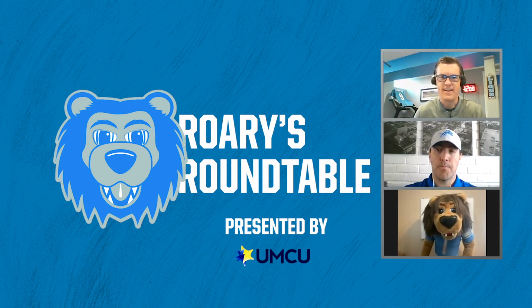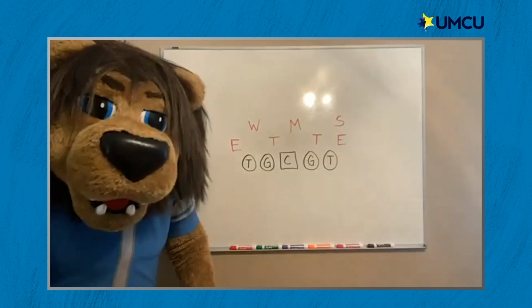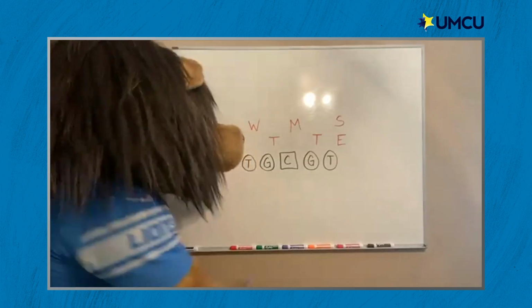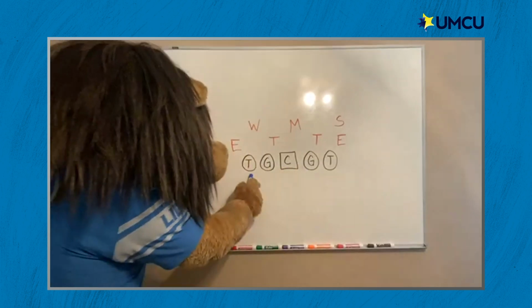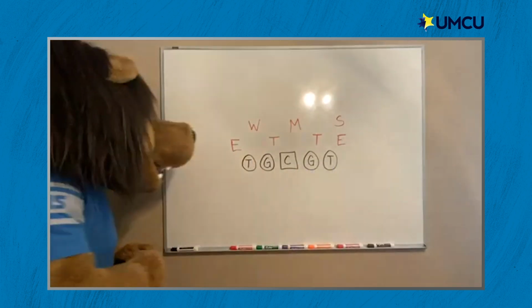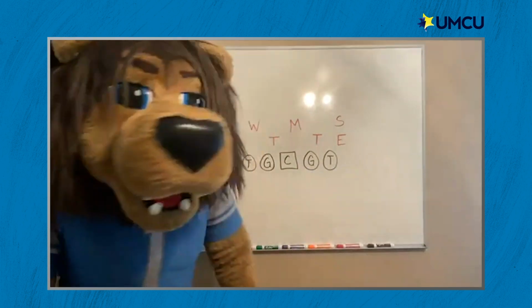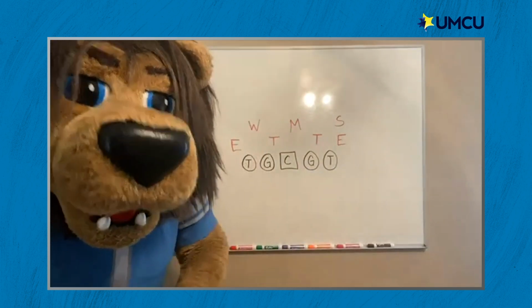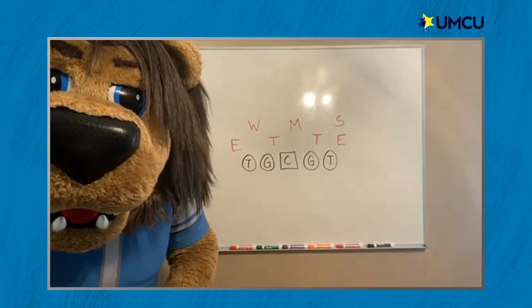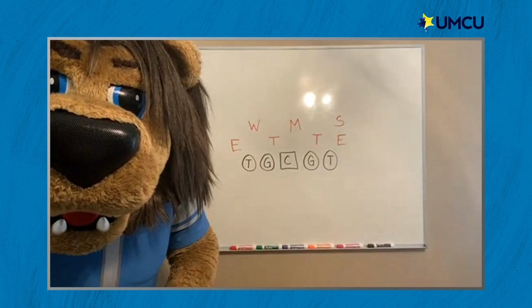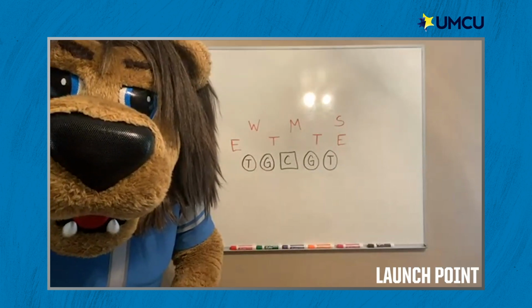All right. So just to review, in the middle there, we have our center. Next to the center are two guards. And then we have our two tackles next to the two guards. So when it comes to pass protection, there's a few things that we need to think about before the play even starts, Roary. The first thing that comes to mind is understanding what we call the launch point.